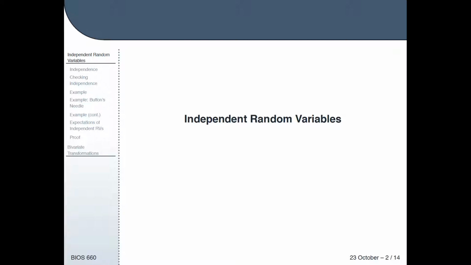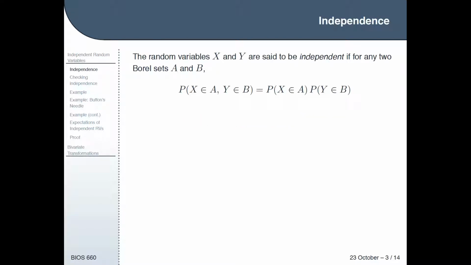Anyway, today we're going over independence and a brief discussion of bivariate transformations. We'll discuss transformations in more detail next week. But there's a couple definitions of independence that are all equivalent to one another.